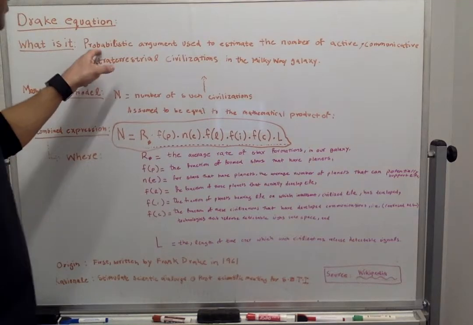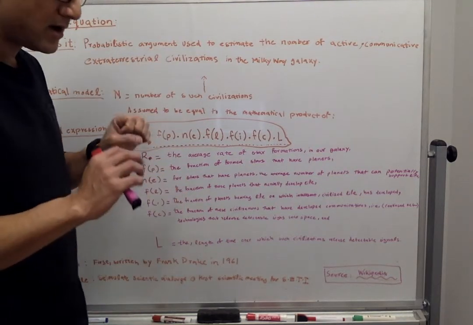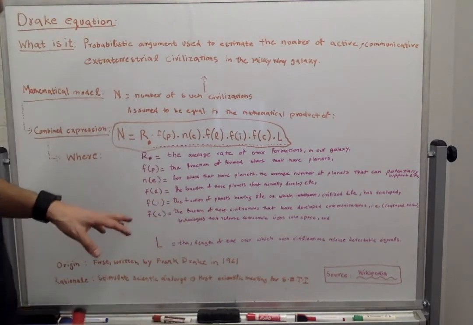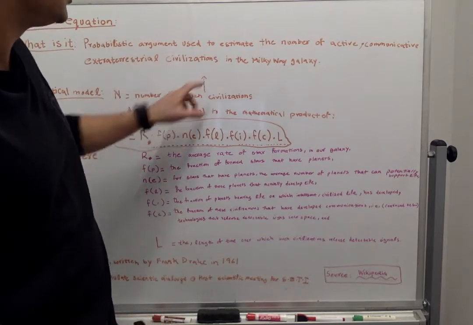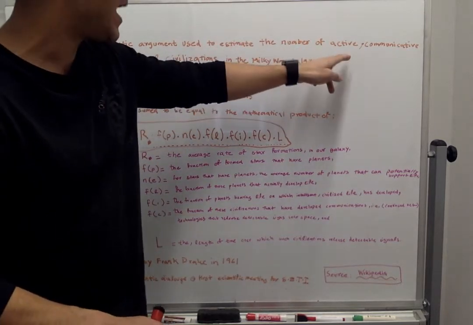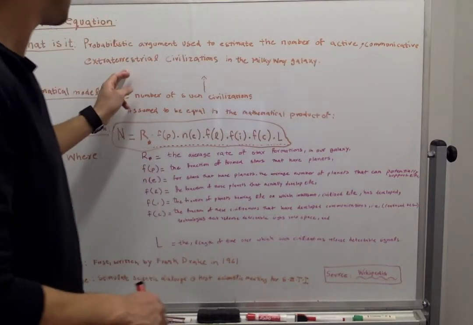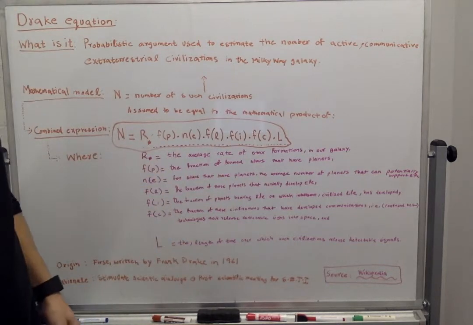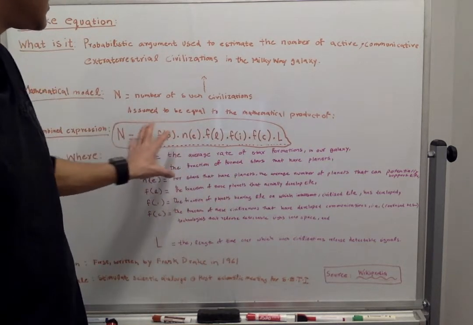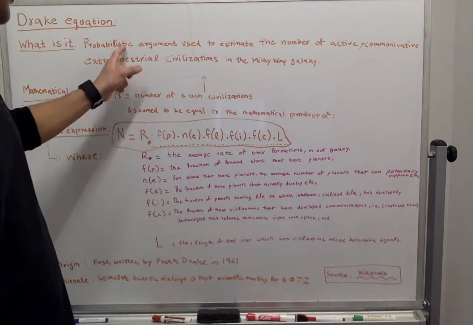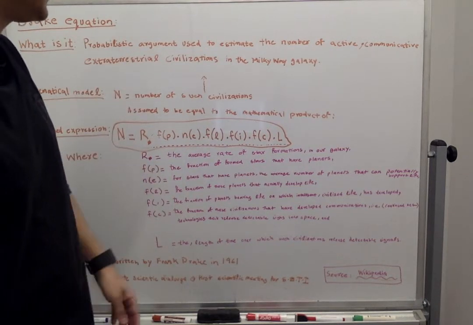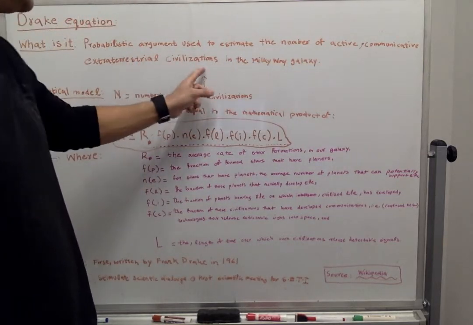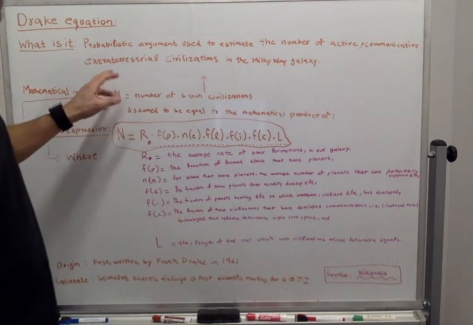Again, this is a probabilistic argument. It's not an equation that's set in stone, at least I don't think so. The model is used to estimate the number of active communicative extraterrestrial civilizations in the Milky Way galaxy. Before I get into the rationale, again, this is a probabilistic model used to estimate the number of active communicative extraterrestrial civilizations in the Milky Way galaxy. I'm probably repeating this a couple of times.